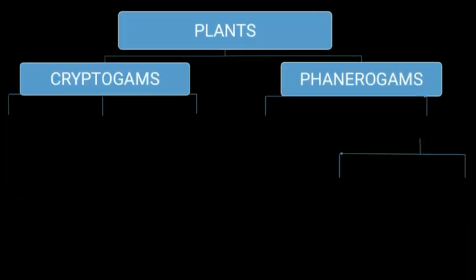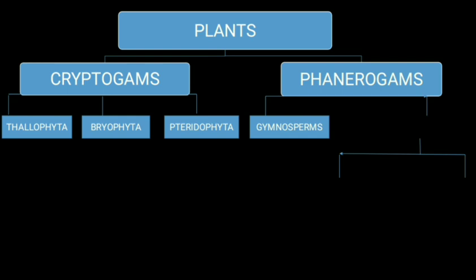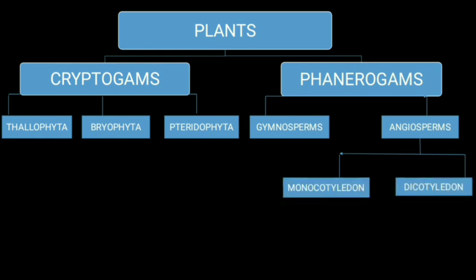So the plants are classified into cryptogams and phanerogams. And further, the cryptogams are classified into division Thallophyta, division Bryophyta and division Pteridophyta. The pronunciation is Pteridophyta, children. Next is phanerogams. The phanerogams are divided into division Gymnosperms and division Angiosperms. And further, the Angiosperm is divided into monocotyledon and dicotyledon. So let us learn first cryptogams.